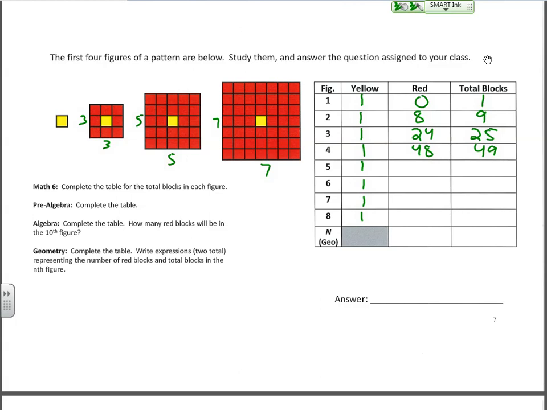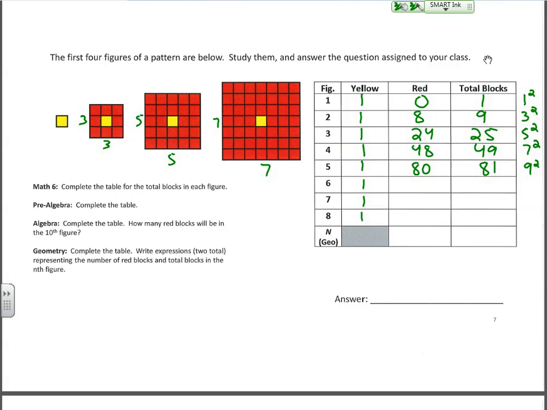And then the total blocks is actually where we're going to go next, because like we talked about in class, notice here there's one total block. We had a 1 by 1 square. 3 by 3 square gave us 9, then a 5 by 5 square, then a 7 by 7 square. Okay? So we can predict that figure 5 is going to be a 9 by 9 square, which is going to have an area of 9 squared, or 81. One of those blocks is yellow, which means that 80 of them are going to be red.